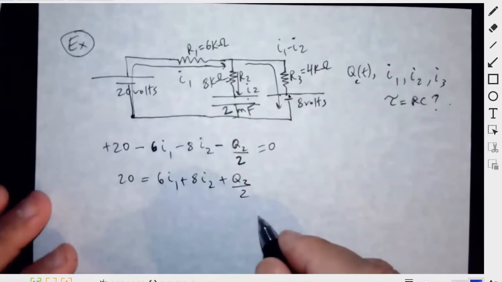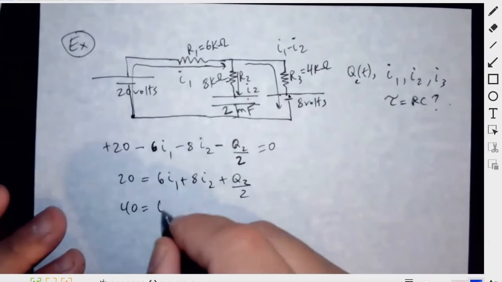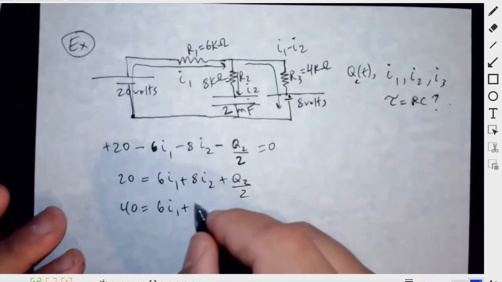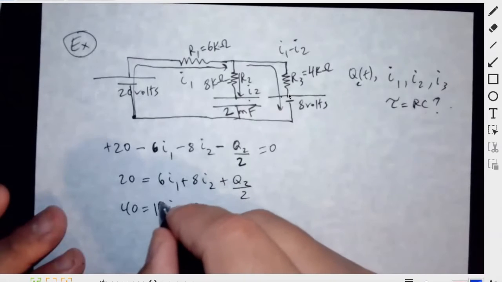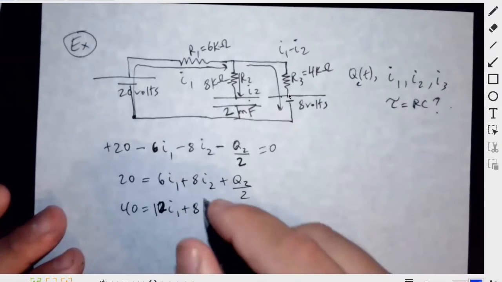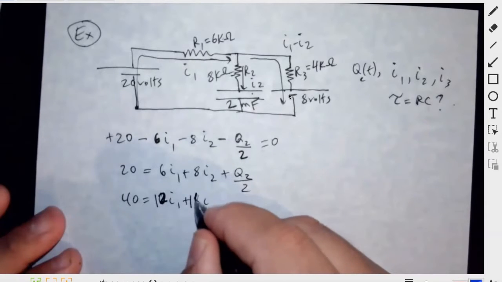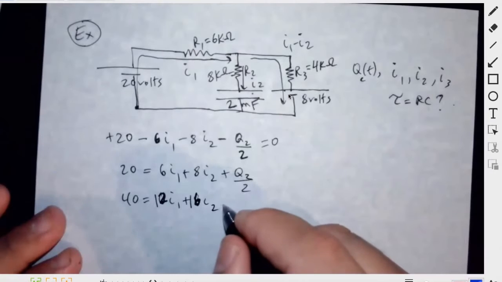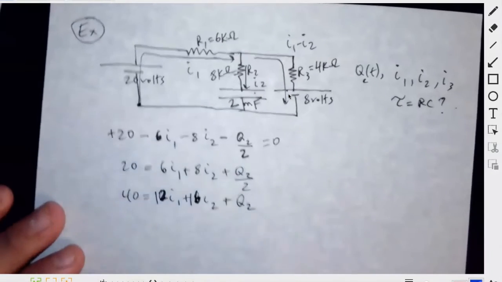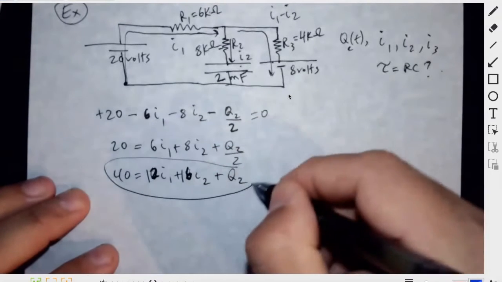Multiply everything by 2. 40 is equal to 6I1 plus 8... No, sorry. 40 is equal to 12I1 plus 16I2 plus Q2. Okay, so then that's our first equation.